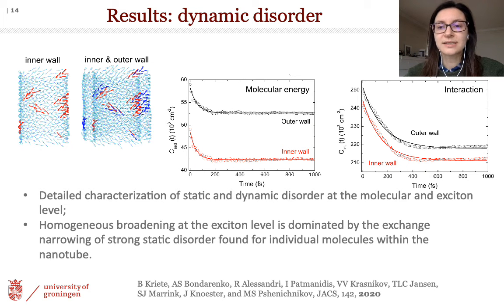Our model provides a detailed quantitative picture of both static and dynamic disorder. In a follow-up work, this model combined with experimental ultrafast experiments allowed us to resolve the origin of molecular and excitonic disorder in C8S3 nanotubes. We showed that although there exists considerable disorder at the molecular scale, the disorder is significantly suppressed at the excitonic level due to exchange narrowing. You can find more information in our recently published paper.